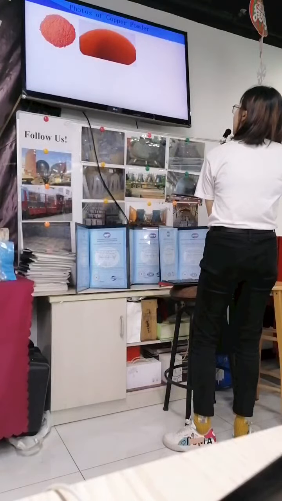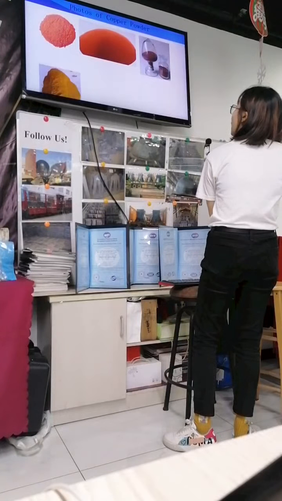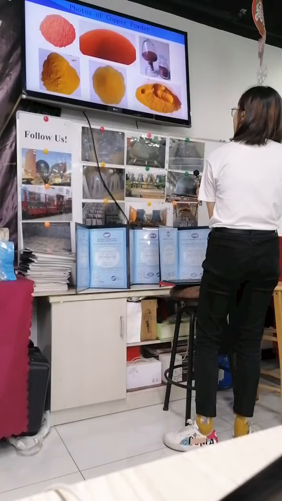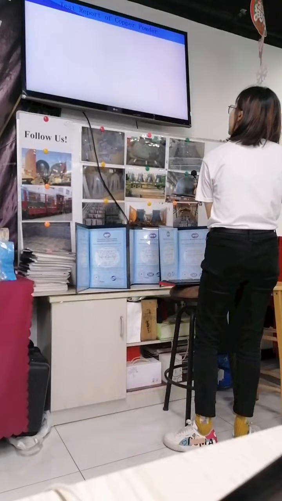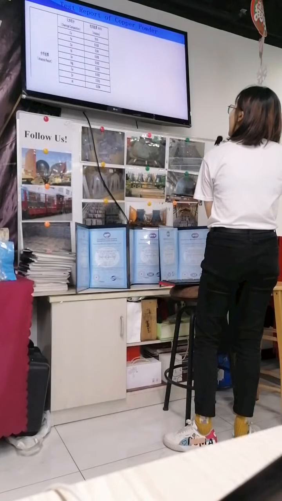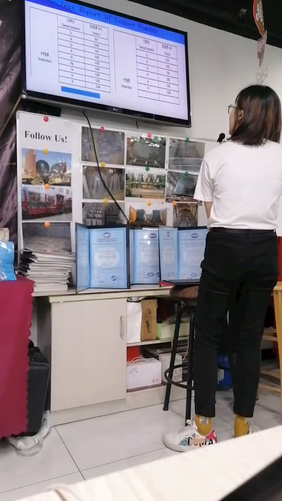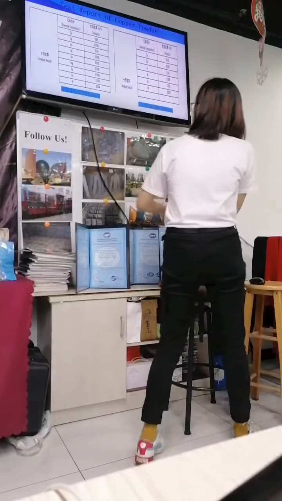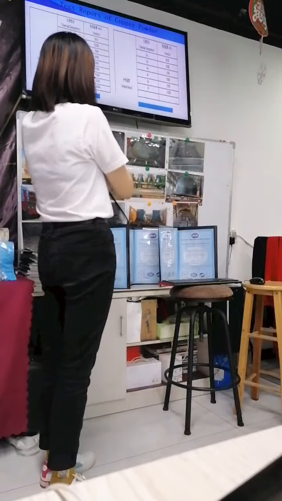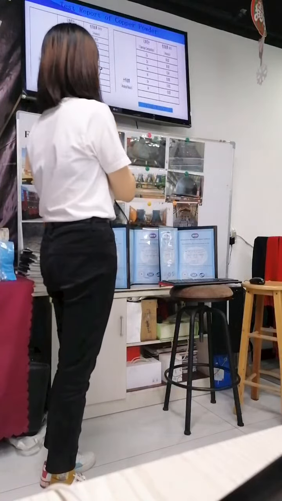These are photos of copper powders. These are test reports of copper powders. This is pure copper powder, and this is copper powders.